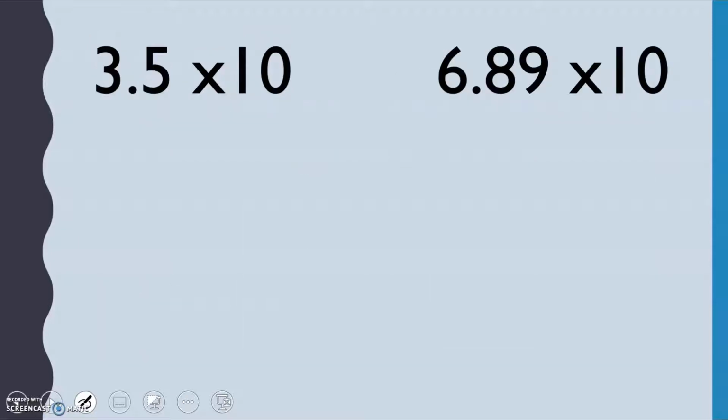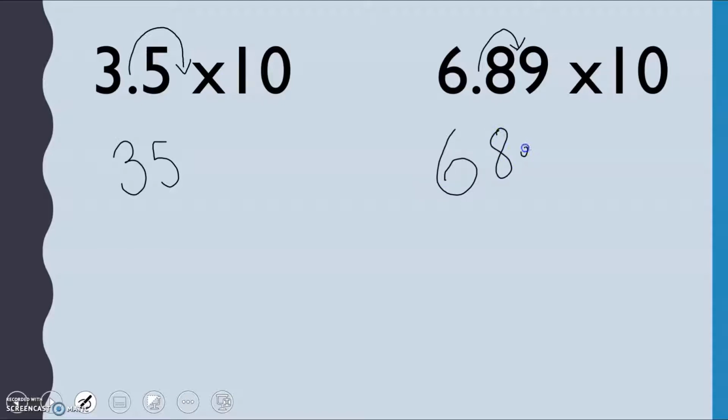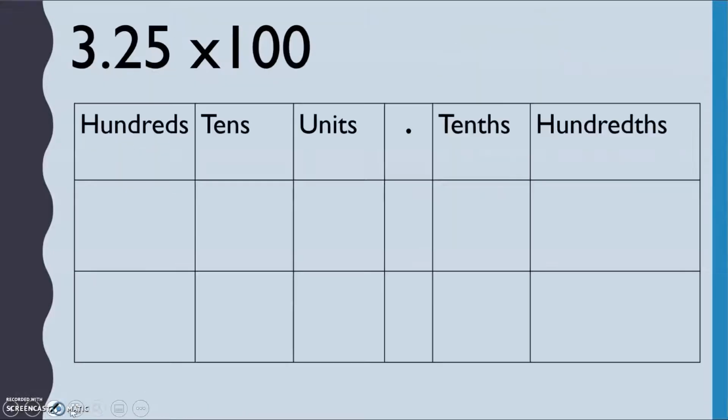So here I've got 3.5 times 10. Well, if we're thinking about it the same way, moving my decimal place back once is just going to become 35. And 6.89, it's only moving back once. This time we have got 2 numbers after my decimal point, so it's going to be 68, then keep my decimal point and have my 9 after it to give me 68.9.